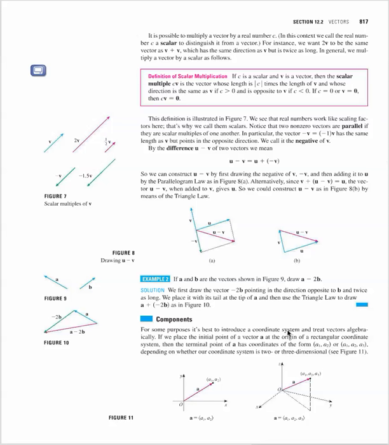Then we get into the idea of components of vectors. This is when we use basically coordinate systems to talk about vectors. It's important to differentiate between a vector and the point at its terminal point. Whenever we talk about the coordinates of a vector, the components of a vector, we stick the initial point of that vector at the origin, and the coordinates of that terminal point will be the components of the vector.